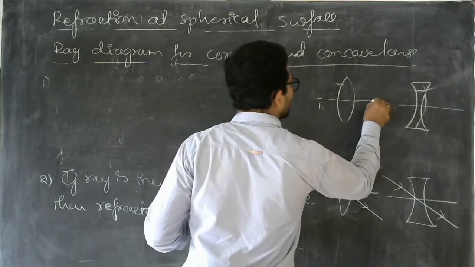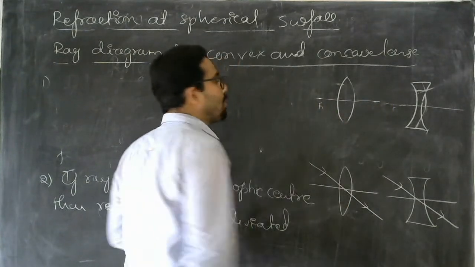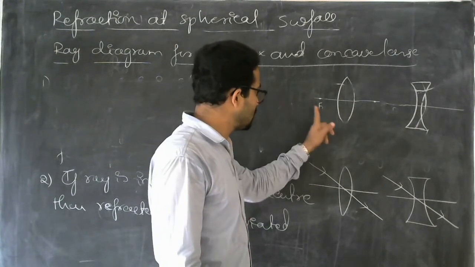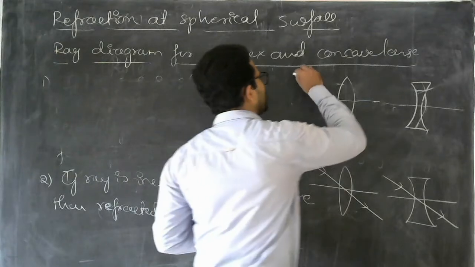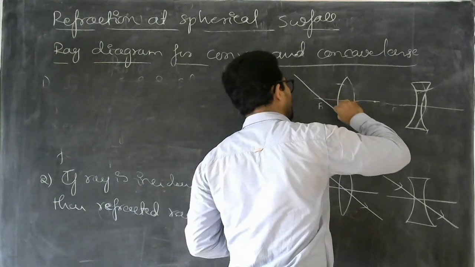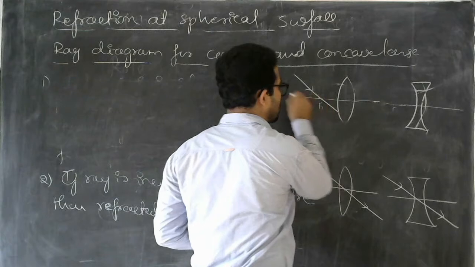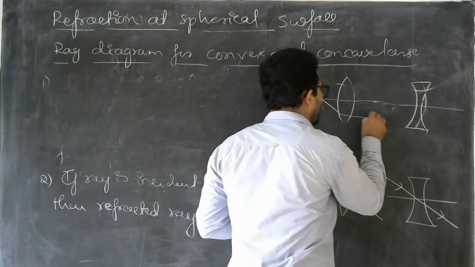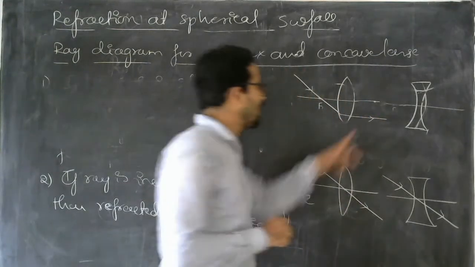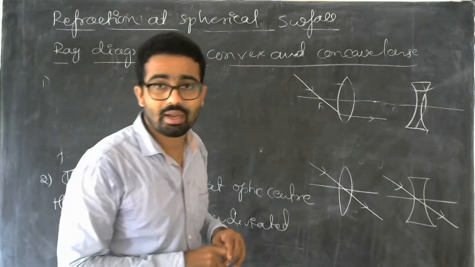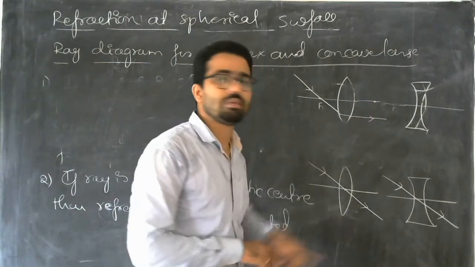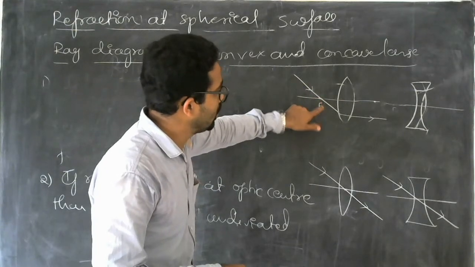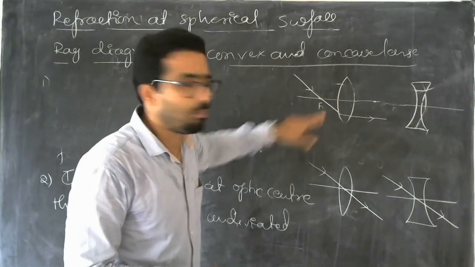Third one is, if the ray is passing through the first focal point in the case of a convex lens, then the refracted ray will move parallel to the principal axis. This will happen when a ray is passed through this first focal point.